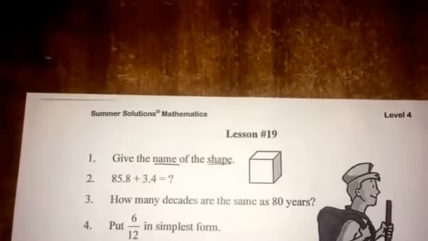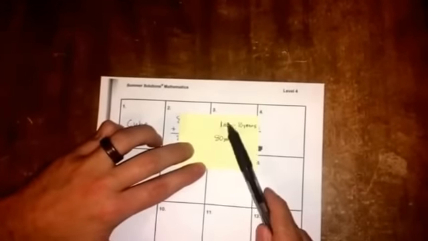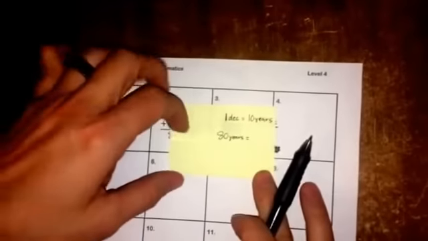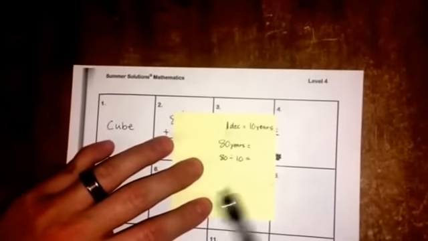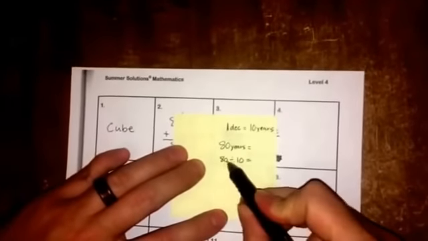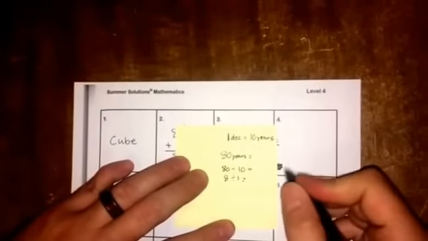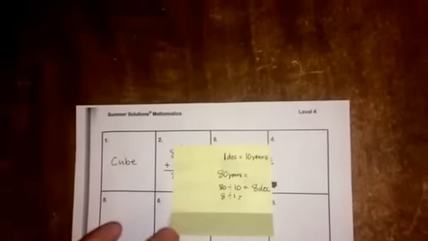Number 3, how many decades are the same as 80 years? I know that 1 decade equals 10 years. I'm trying to figure out how many decades are in 80 years. So I know that that's essentially the problem, 80 divided by 10. If you know your multiplication facts, you know that I could drop these zeros off and see that as 8 divided by 1. And I know that that's going to be 8 decades.